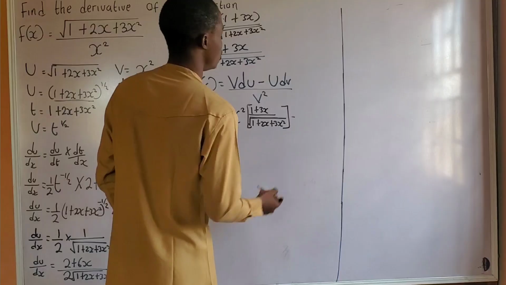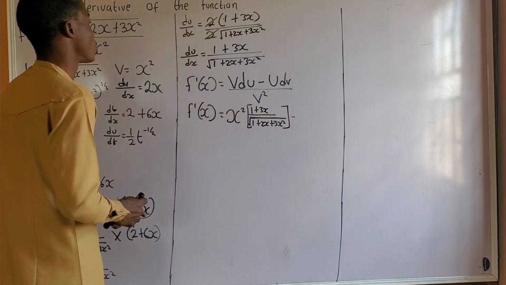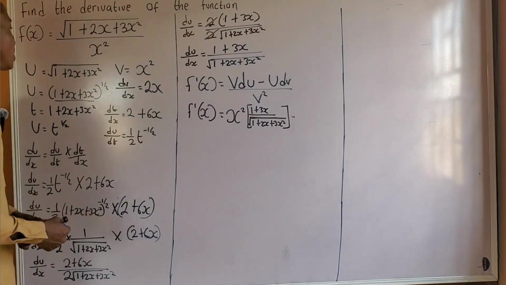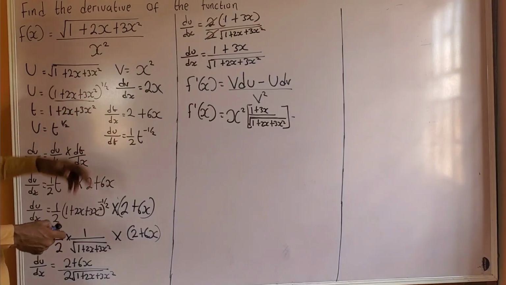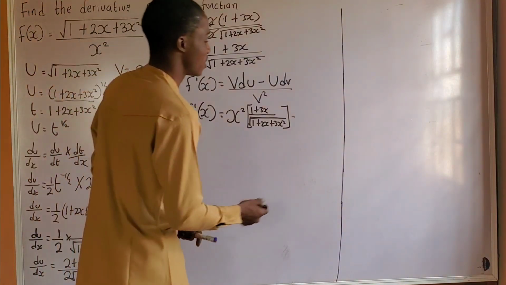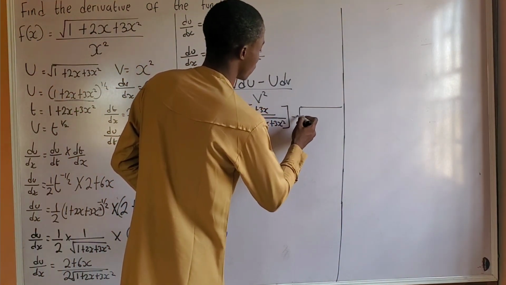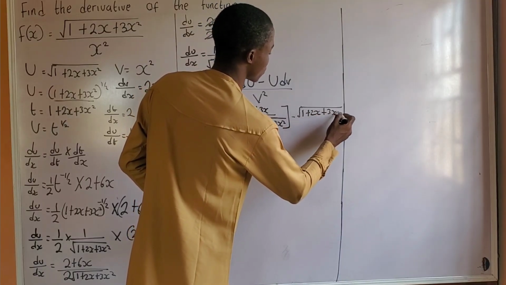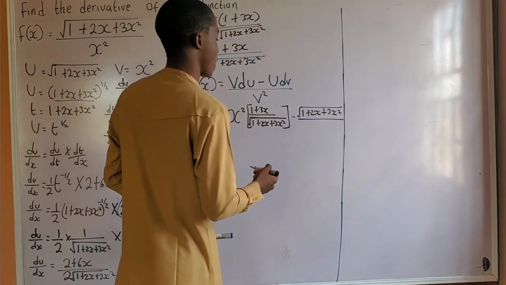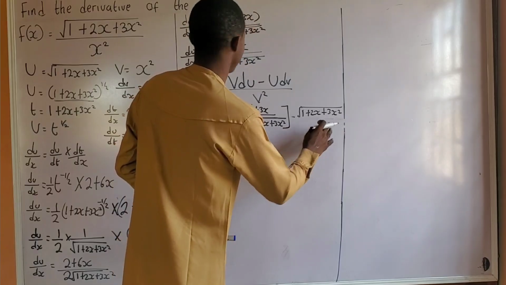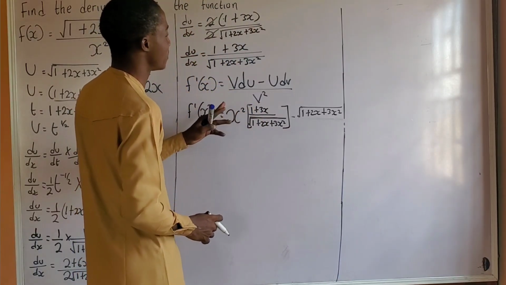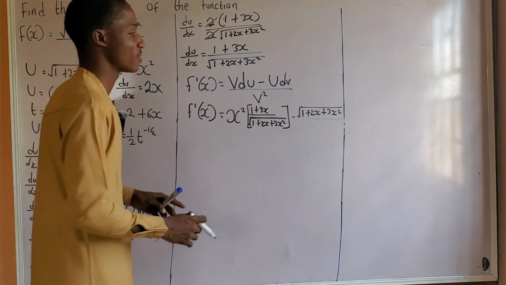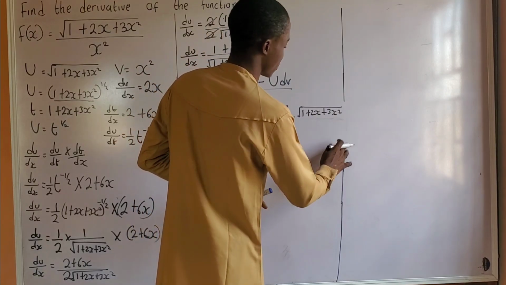Minus u. u is what? u is the numerator, right? And the numerator is what? The square root of 1 plus 2x plus 3x squared. So I'm going to have minus the square root of 1 plus 2x plus 3x squared, multiplied by the derivative of v. The derivative of v is what? 2x. So I'm going to have all this multiplied by 2x.